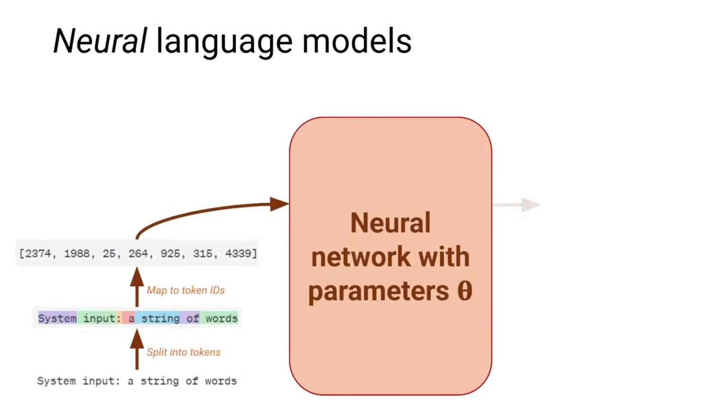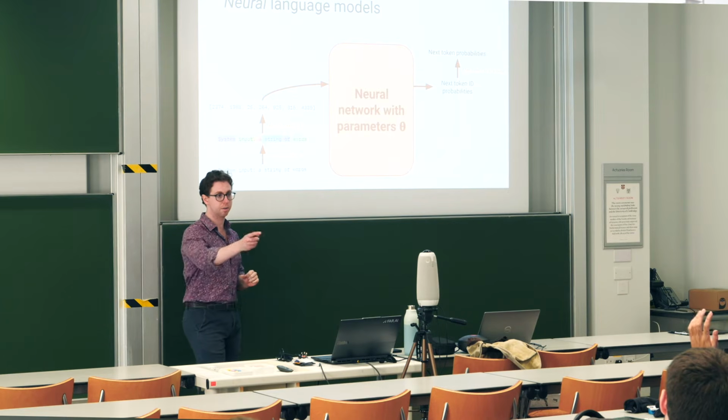And then we're going to feed those token IDs into a big neural network with parameters theta, right? And then the neural network is going to spit out at the other end next token ID probabilities, and we're going to map from those IDs to tokens, and this gives us probabilities over next tokens. Does this all make sense? Yeah, question.